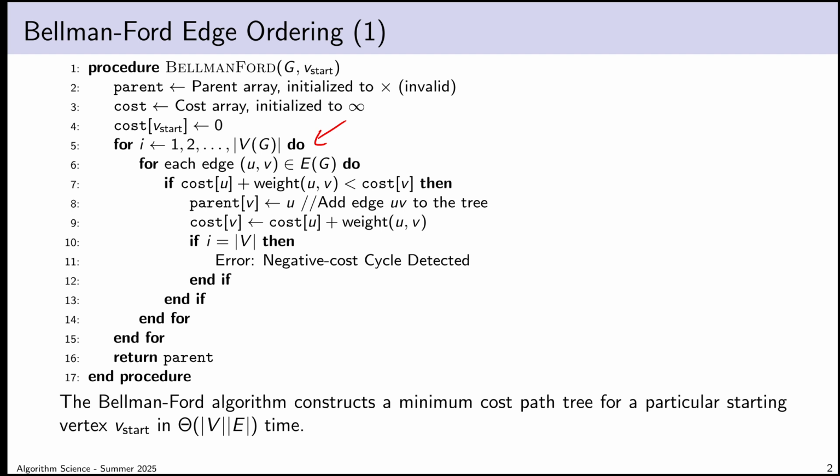Even though there is a formulation where the loop might end earlier, the proof of correctness that we wrote allowed us to rewrite the algorithm in this form, showing that the running time of the Bellman-Ford algorithm, in other words, to find minimum cost paths from some particular starting vertex v start to all of the other vertices in the graph that are reachable from v start, required this amount of time: size of V times size of E. And the question we left off with last time was, can we do better than this?